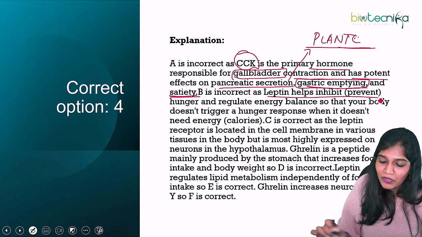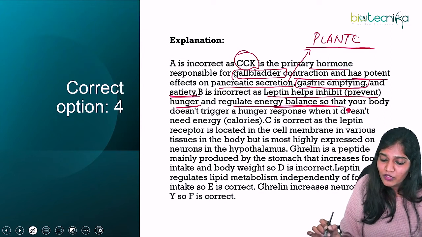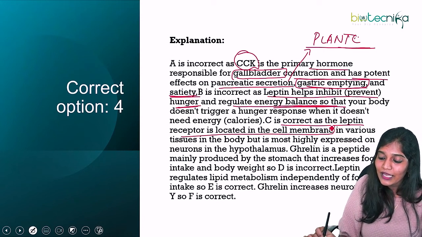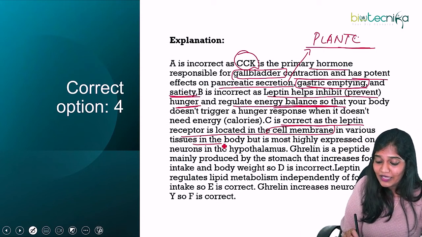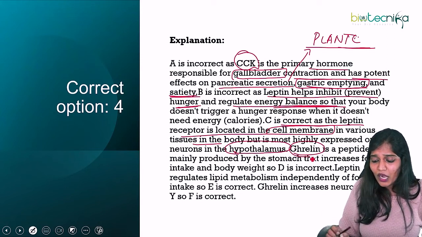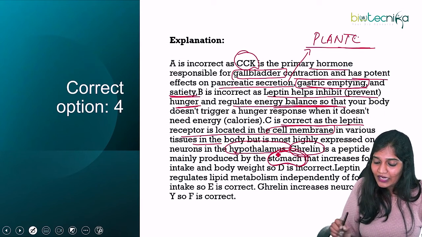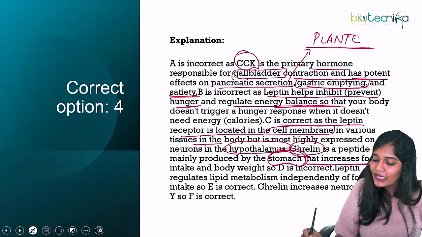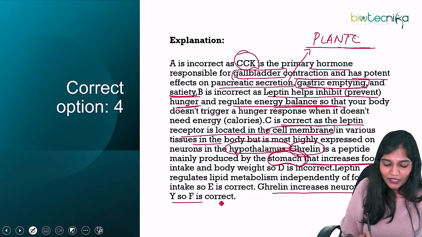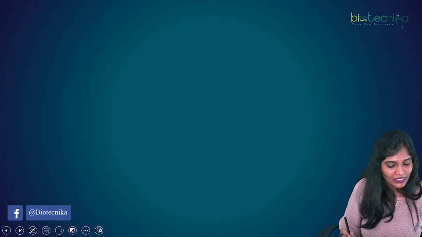And leptin inhibits hunger, yes, and it is also regulating energy balance, so it helps metabolism also. The leptin receptor is located in the cell membrane in various tissues as well as in the hypothalamus, so this is correct. And ghrelin is a hormone produced by the stomach, not by the intestine. It is definitely going to increase food intake, and it's also going to increase the neuropeptides. So the correct answer we have seen is definitely going to be option number D.